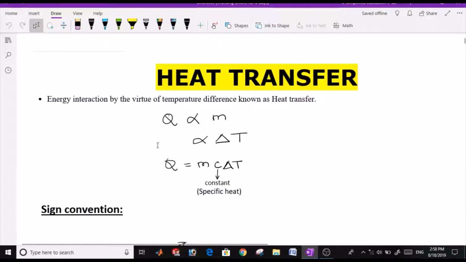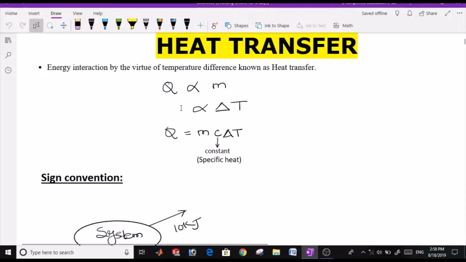So heat transfer is directly proportional to the temperature difference. Increasing the temperature difference, the heat transfer will also increase, and it is also directly proportional to the mass of the body. So the heat transfer is equal to mc delta T. That means it is directly proportional to m, and proportional to temperature difference. Putting a constant of proportionality, we get Q equal to mc delta T, where C is a constant which is also called specific heat.